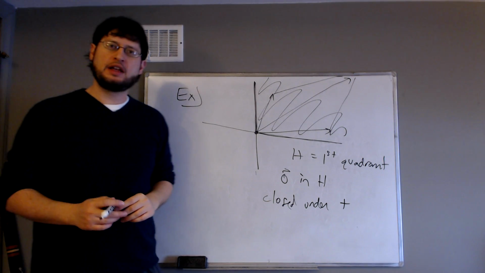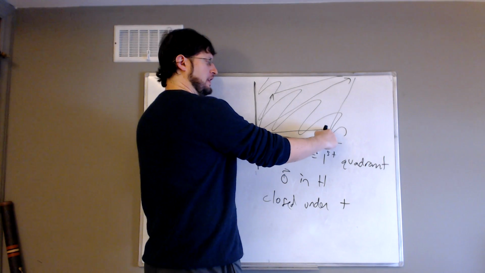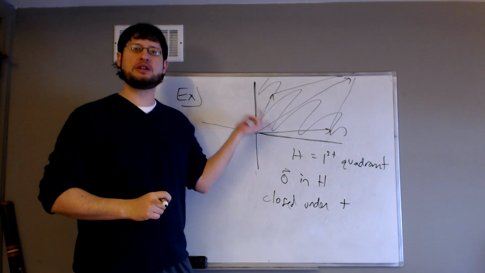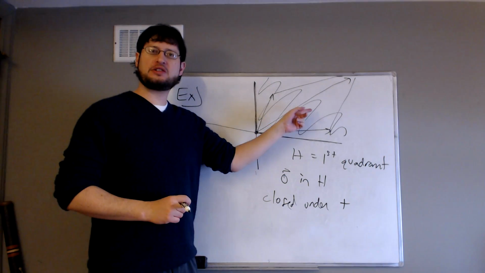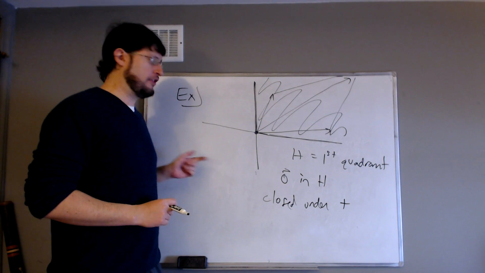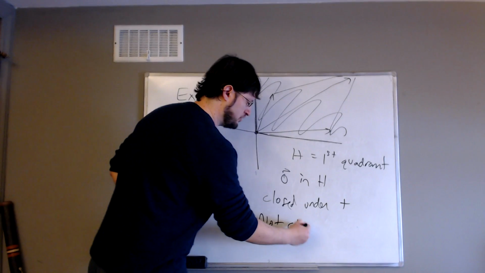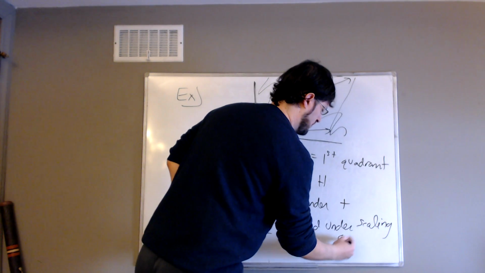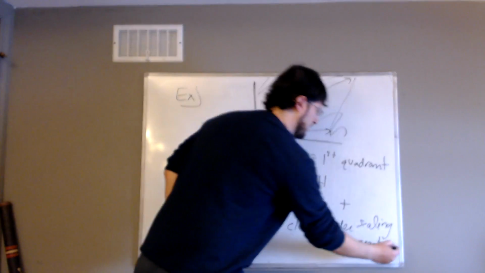However, it is not closed under scaling. If I took this vector and I scaled it, it feels like it stays in the first quadrant, but scaling has got to be true for any real number, positive or negative. If I scale one of these vectors by a negative value, well, that turns it back into this quadrant, and that's not in H. So it is not closed under scaling by negatives. So it is not a subspace.